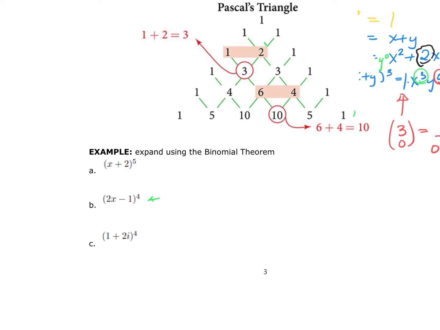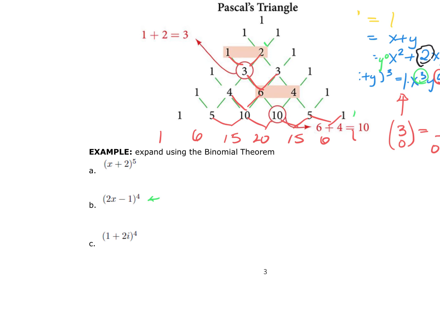Now, to get these numbers, I add the 2 that are diagonally above. So 1 plus 2 is 3. 3 plus 3 is 6. 4 plus 6 is 10. My next row would be a 1, a 6. These two would come together and give me 15. These two would come together and give me 20. These two come together and give me 15. And these two numbers would give me that 6 and then that 1. Those would be my coefficient multipliers.